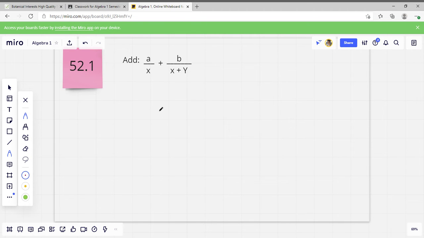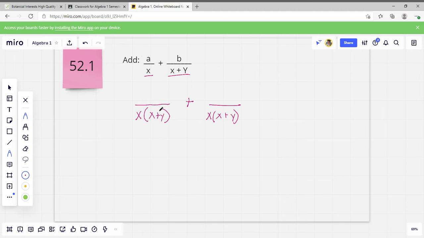Alright, so we've got a over x plus b over xy. Now we know the first thing we have to do is get a common denominator of the x and the xy. And to do that, in the past, we've just been multiplying them. And we're going to do the same thing here. So we're going to have x times x plus y, and that's the new bottom for that first one. And then we're going to have the same thing over here, x times x plus y. And that's the new bottom for the second one, and we'll have a plus sign in between.